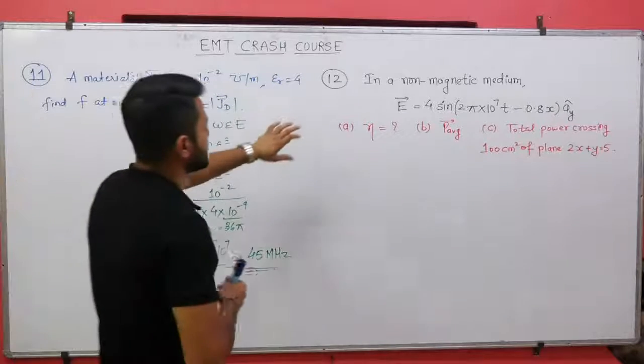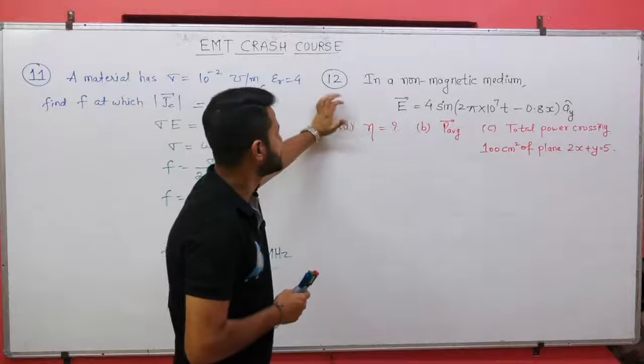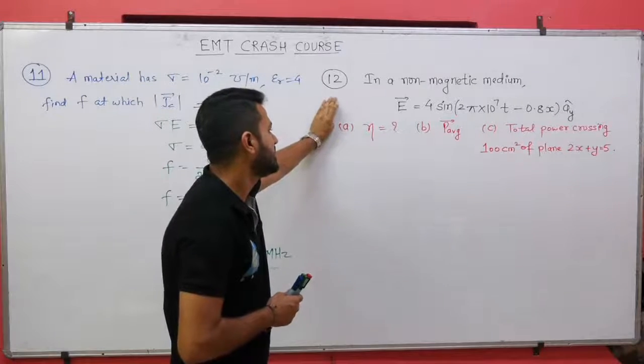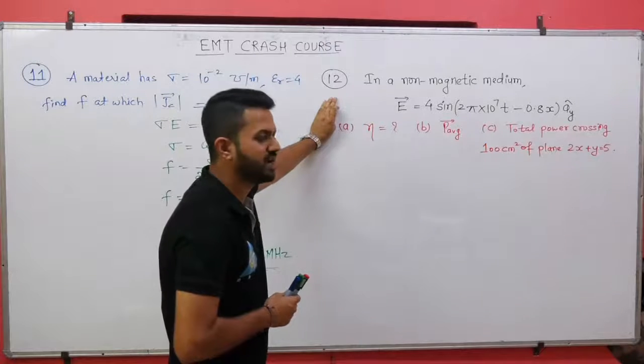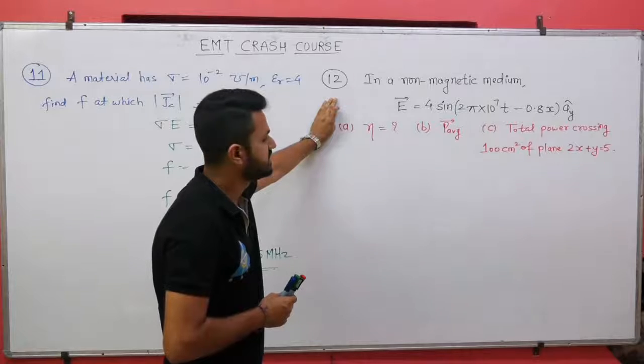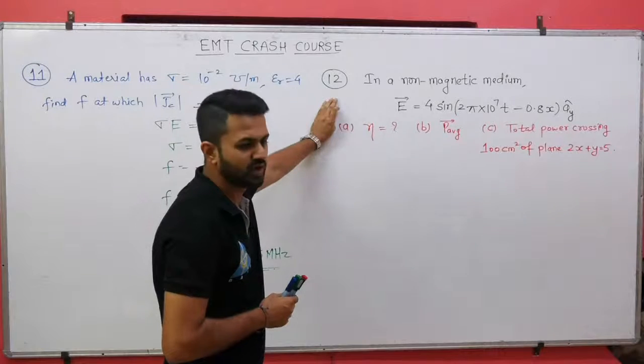Okay, so we are having the next question, question number 12. This is a non-magnetic medium and the electric field is given. We have to find the eta, the time average Poynting vector, and the power crossing through this 100 centimeter square of plane 2x plus y equal to 5.